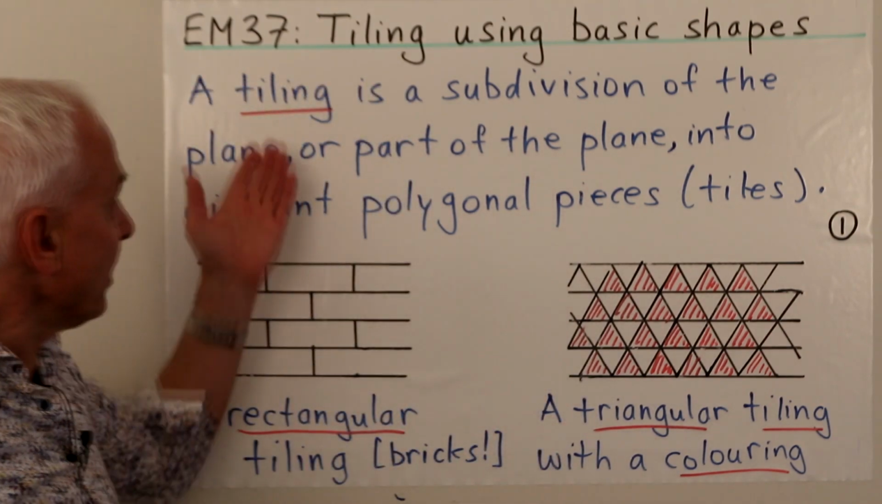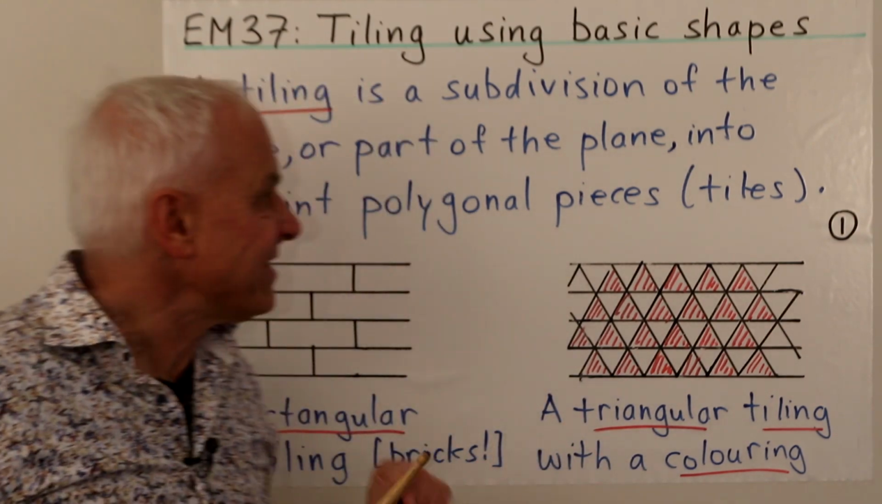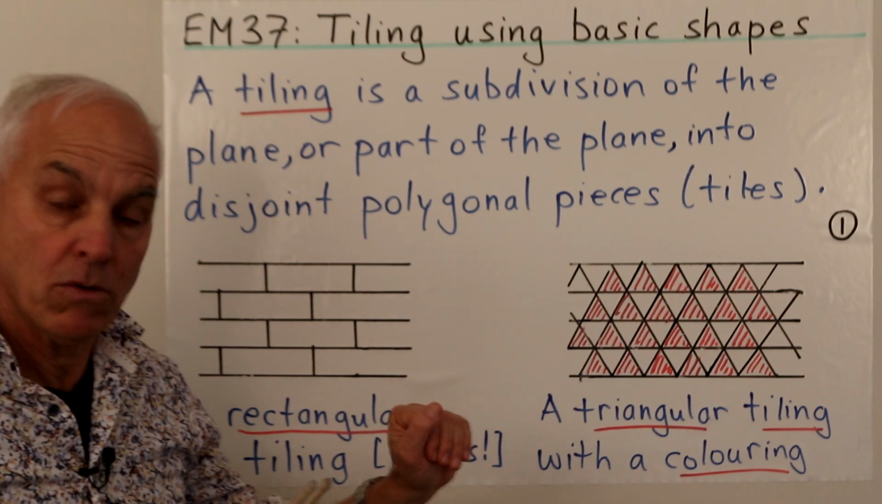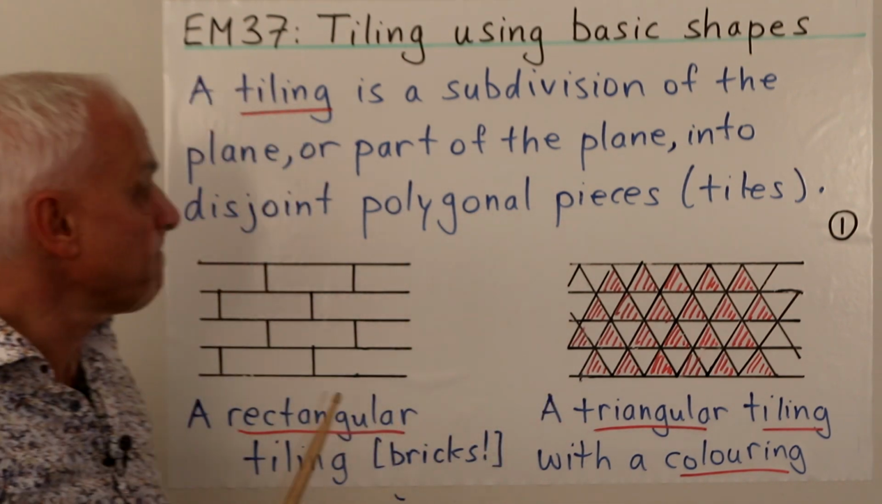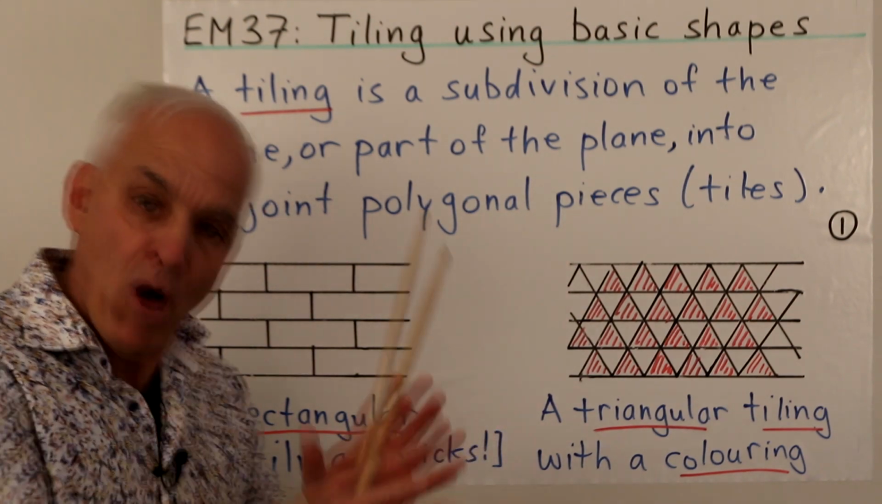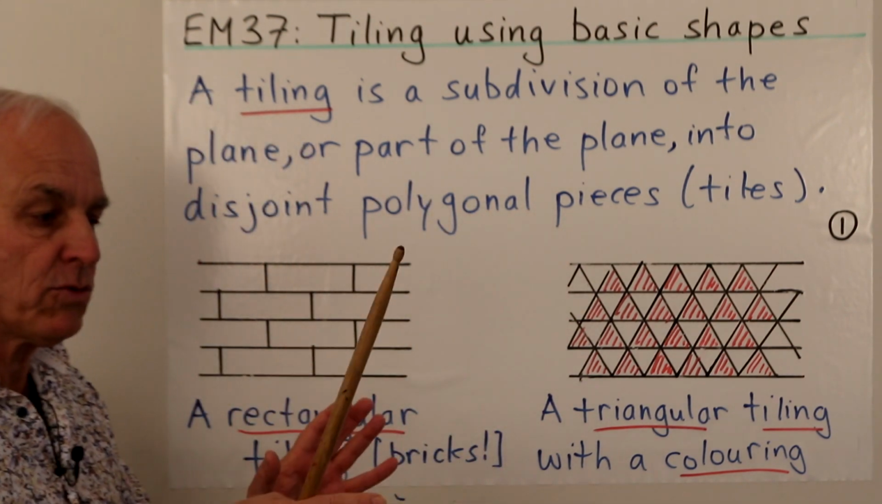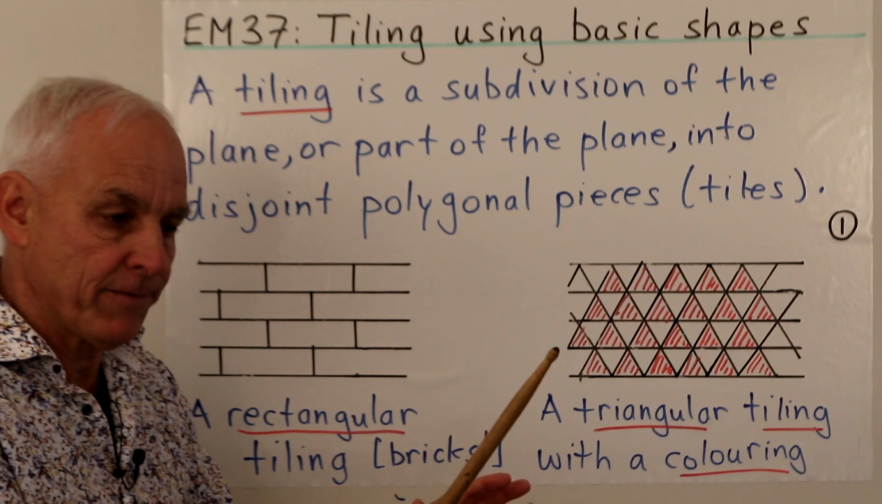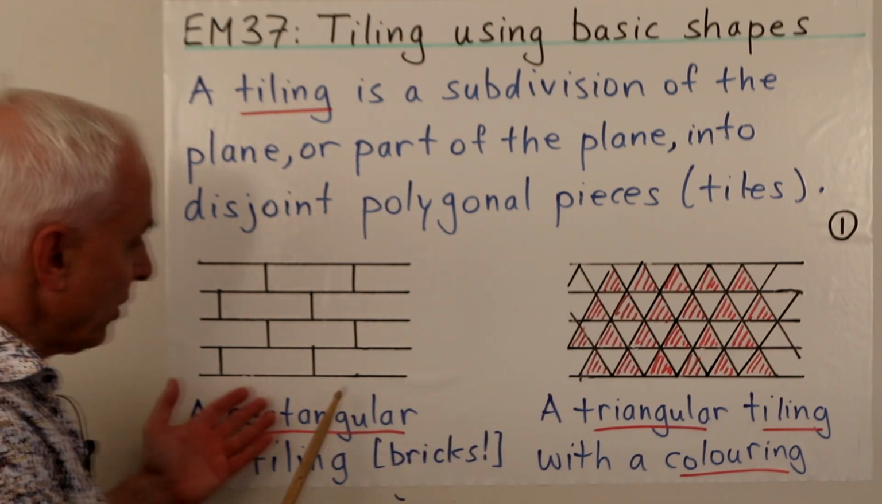Okay, so we're talking about a tiling, which is what? Well, it's roughly a subdivision of the plane, or maybe part of the plane, into disjoint polygonal pieces, or polygons. And these pieces will be called tiles. So here are two examples.